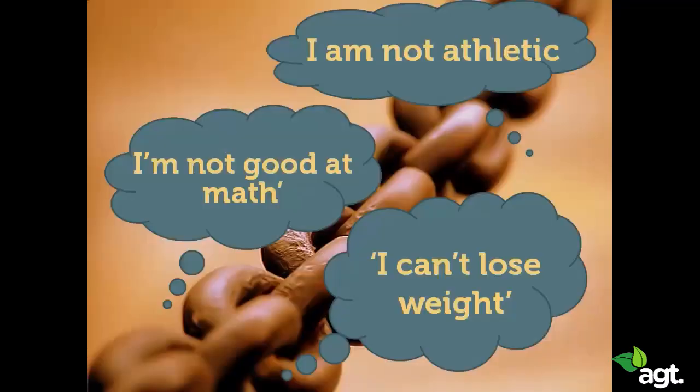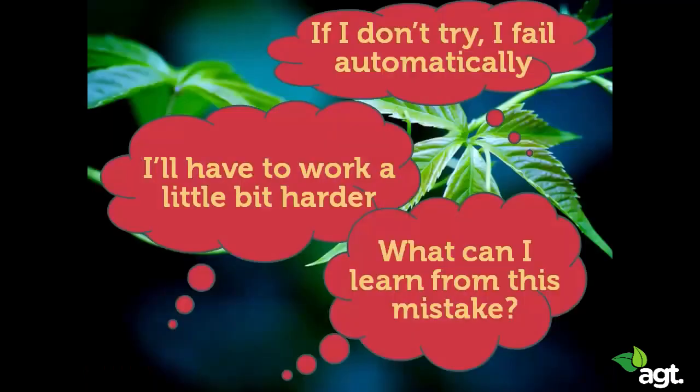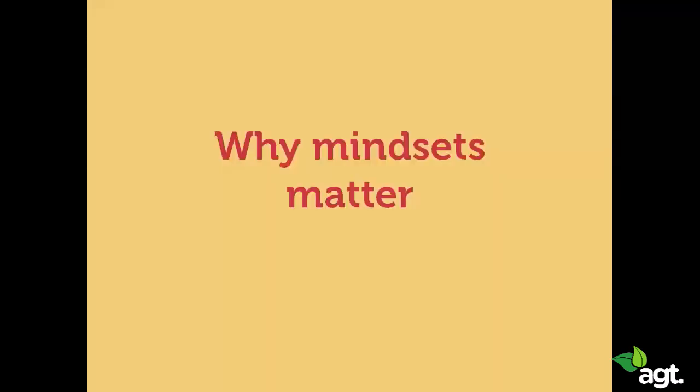People with a fixed mindset tend to think, I'm not athletic, I'm not good at maths, or I just can't lose weight. If you have a growth mindset, on the other hand, you think thoughts like this. If I don't try, I fail automatically. Or if you just experience a setback, you think, I'll have to work a little bit harder next time. And the reaction towards failure is, what can I learn from this mistake?